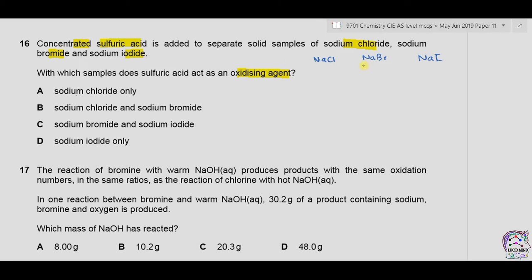All of these react with concentrated sulfuric acid to form product, which is sulfate. Sodium chloride forms sodium hydrogen sulfate with concentrated sulfuric acid. Sodium bromide also forms sodium hydrogen sulfate. Sodium iodide also forms sodium hydrogen sulfate. The second product in case of NaCl and concentrated sulfuric acid is HCl. In NaBr, the second product formed is HBr. In sodium iodide reaction, the second product formed is HI.